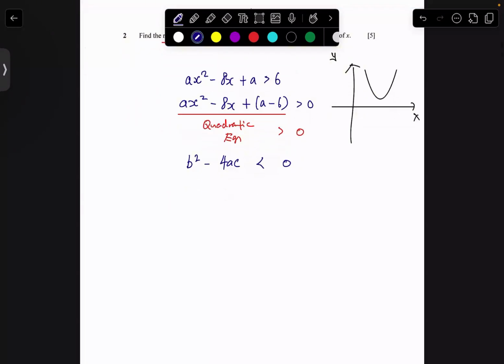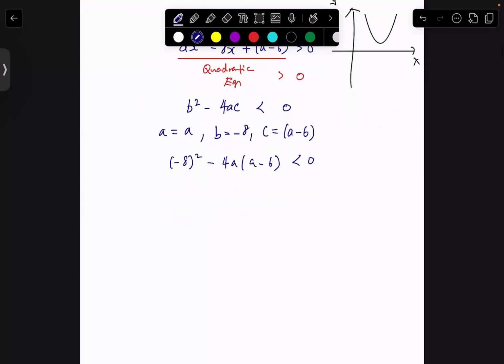So a equals a, b equals negative 8, c equals a minus 6. So b squared minus 4ac less than 0 will have negative 8 squared minus 4a(a minus 6) must be less than 0. Expand it out: 64 minus 4a squared plus 24a must be less than 0. Rearrange over here: negative 4a squared plus 24a plus 64 is less than 0.